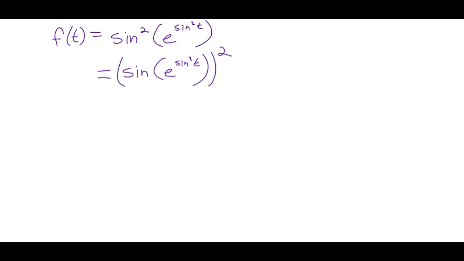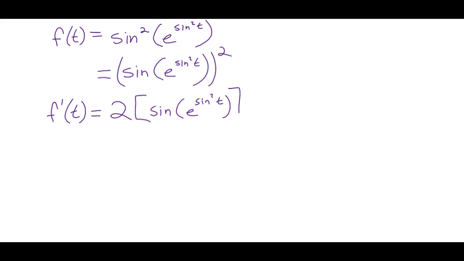Okay, so the outer function is I am squaring something, right? So the chain rule says, well, we take 2 times whatever's in here. So we just write that out. What's in there? Well, we've got a sine of e to the sine squared t. So it's 2 times that. That's the outer function, something being squared, times the derivative of the inner function.